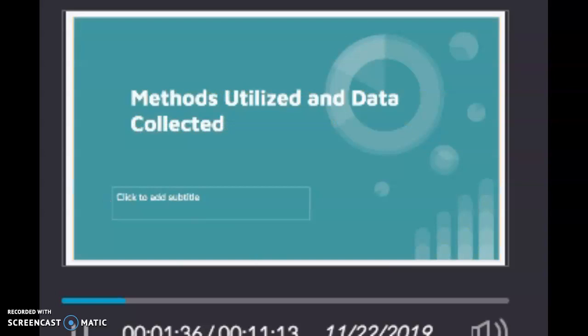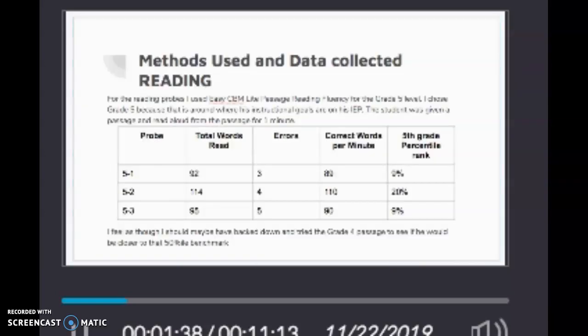Methods utilized and data collected. For the reading probes, I used EasyCBM, Passage Reading Fluency, at the grade 5 level. I chose grade 5 because that is where his instructional level goals are on his IEP. The student is given a passage and timed for 1 minute on how many words he can read correctly.